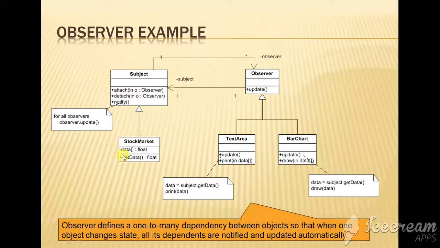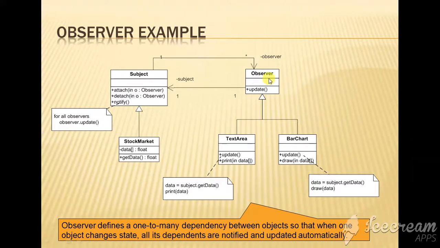So the observer example. The observer defines a one-to-many dependency between the objects, so that when one object changes state, all its dependents are notified and updated automatically. So the observer defines one-to-many dependencies. You can see there is a one-to-many dependency. The subject is one of the objects, and then there is also the observer.